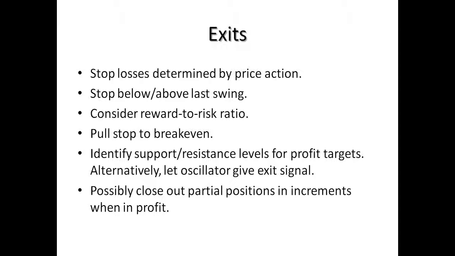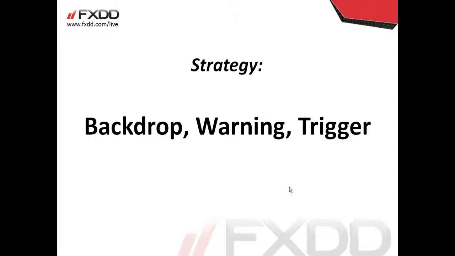Now, like I mentioned, you identify support and resistance levels for profit targets, and alternatively, you can let the oscillator give you an exit signal as well. When the oscillator moves to the other side of overbought or oversold, that's a possible exit signal as well. All right, so this is the strategy that I'd like to talk about. Let me first see if there are any questions here.